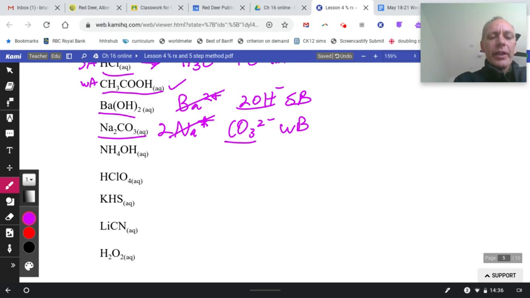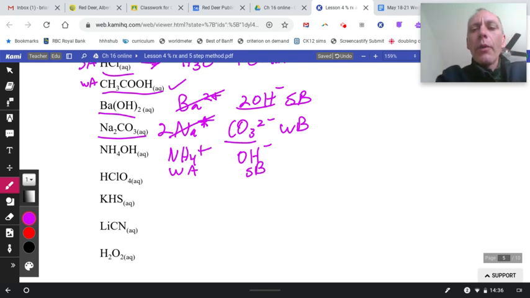NH4OH, that's tricky. It's an ionic compound made up of NH4 plus and OH minus. You go look on the table and you go, whoa, that's a weak acid and that's a strong base. So ammonium hydroxide has both a weak acid and a strong base.